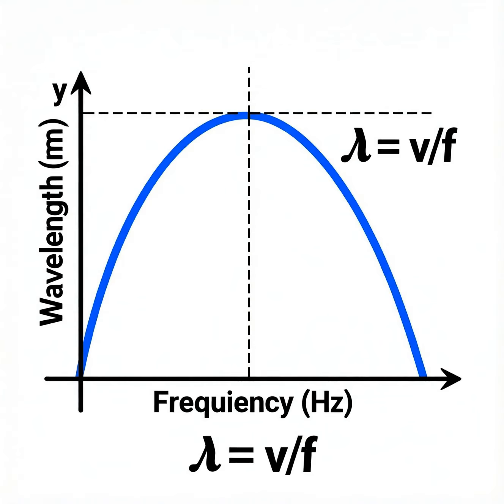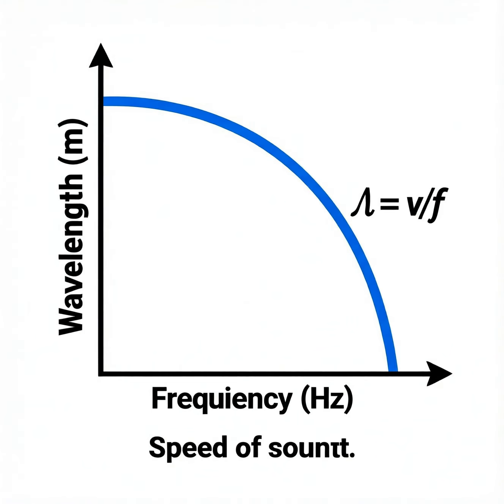Wavelength is the distance between successive peaks of the wave. Because speed equals frequency times wavelength, a fixed speed forces an inverse link. When frequency rises, wavelength shortens. When frequency falls, wavelength lengthens.